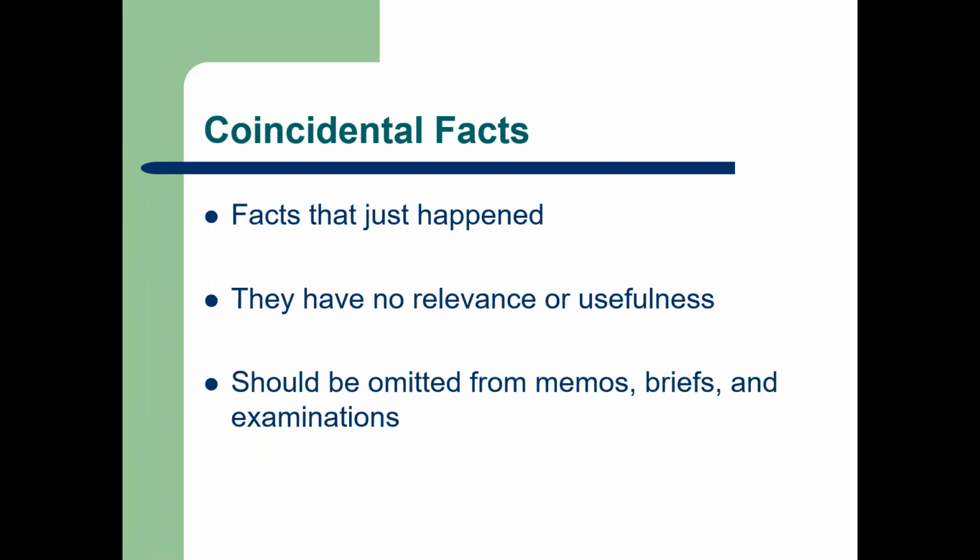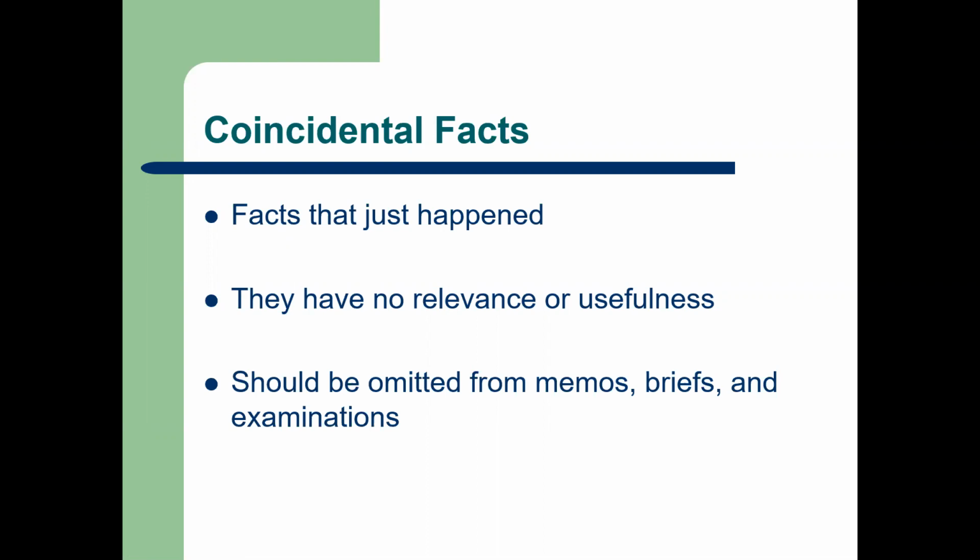And then we have coincidental facts. Sometimes these are just red herrings. These are things that just happened. They have no real relevance or usefulness. So, for example, unless you're talking about an emotional distress claim, the fact that your client said they were humiliated and devastated, that's not necessarily relevant to the question of whether or not you can sue for false imprisonment.